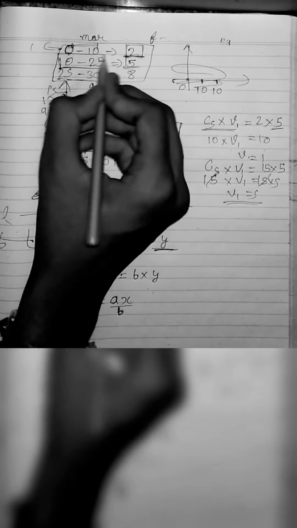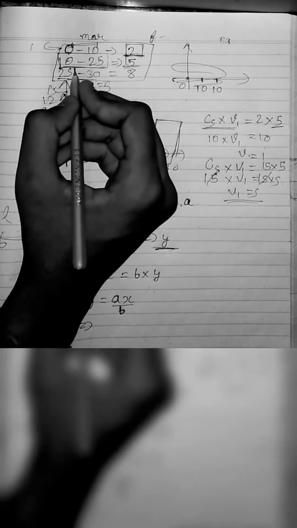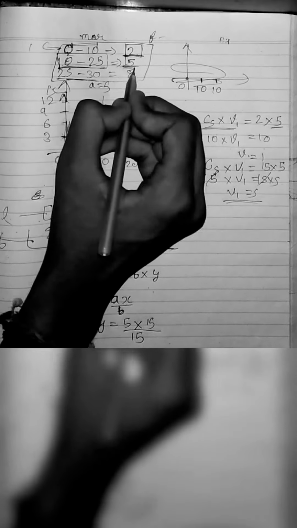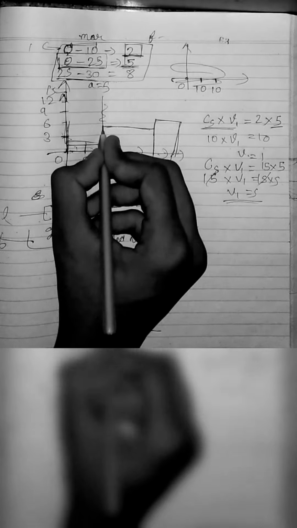For example, let's find the needed frequency for this one. Here the given class size is 15, so y is equal to the smallest class size 5 into the given frequency, which is also 15, divided by b, the given class size, 15. The 15 cancels, so y is equal to 5. So we can draw just 5.